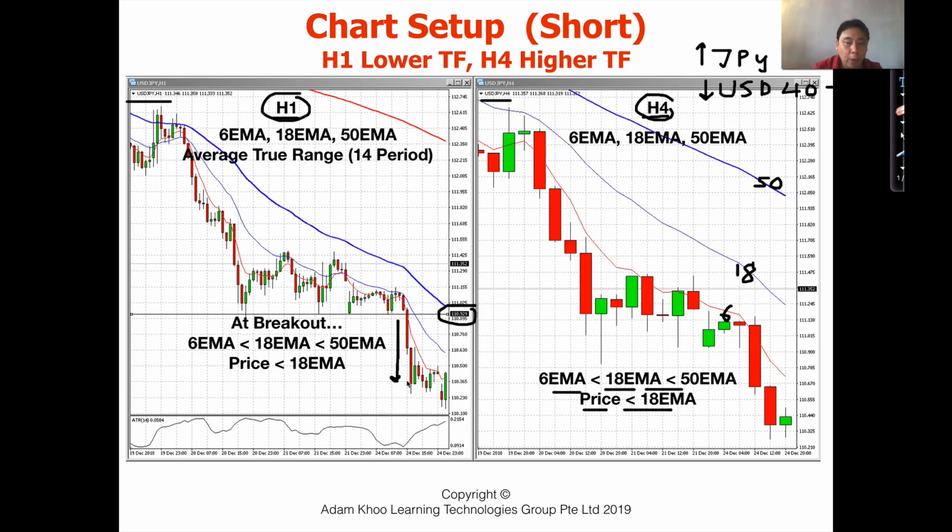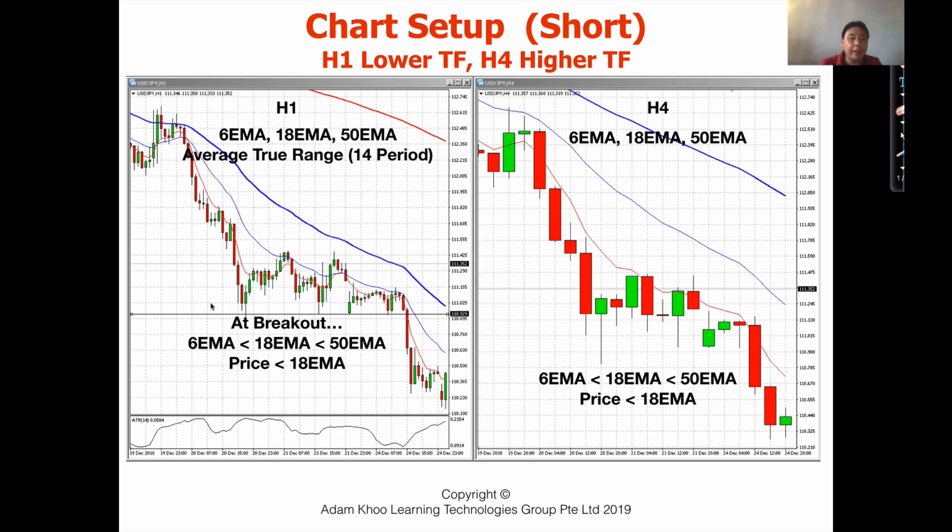So at the point of breakout, what do we want to see? We want to see again the clear downtrend. So upon the breakout, 6 EMA, once again, red line, below 18 EMA, blue line, below 50 EMA, thicker blue line. And the price clearly below the 18 EMA. So both charts have to align on both time frames when it breaks out.